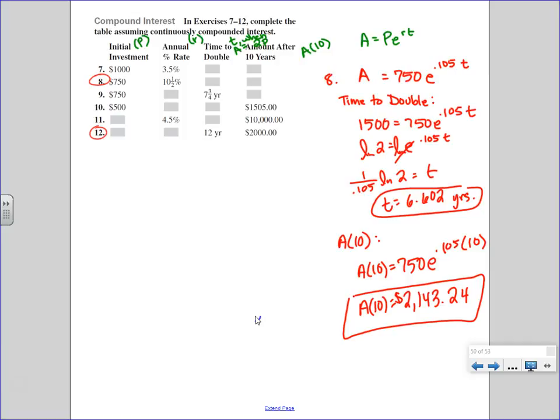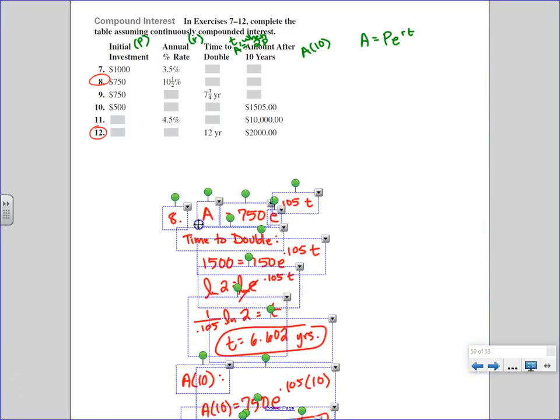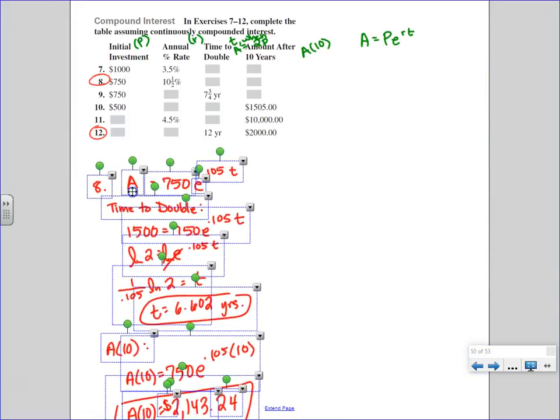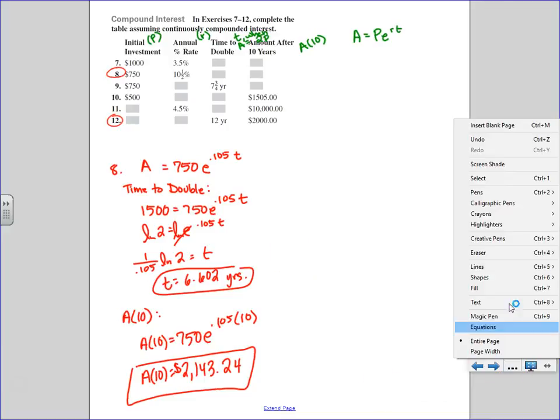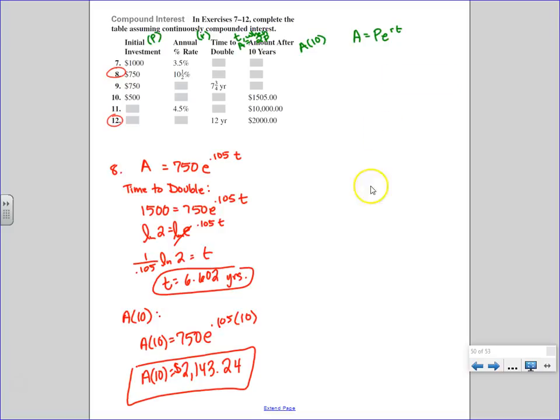Okay, here we go. Number 12. I'm going to move number 8 down here because it's kind of done. Let's rock it. Are you guys ready? Start with the same formula. Plug in what you know. We're going to number 12.